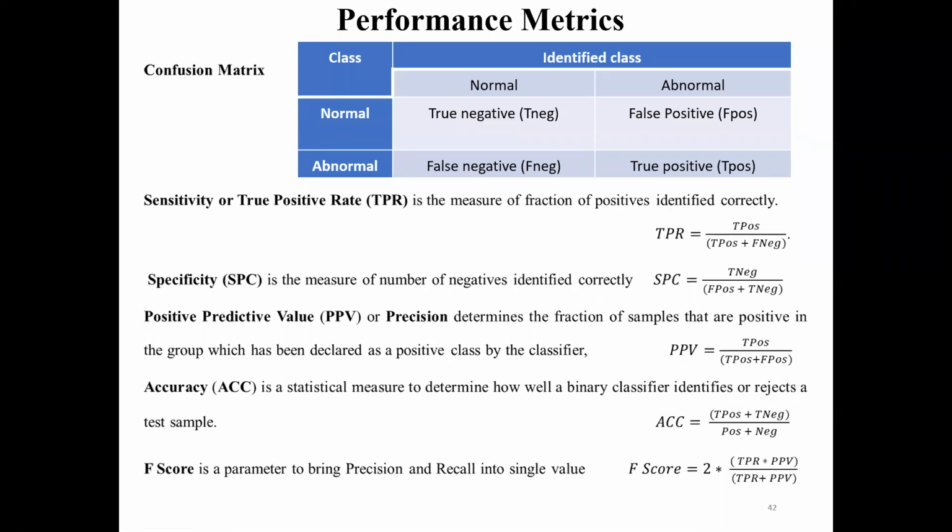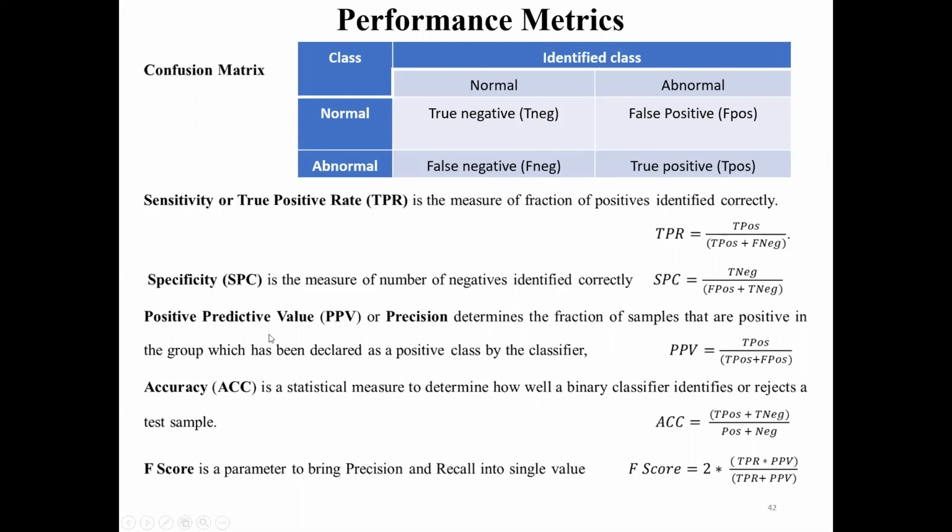How do you define sensitivity, or true positive rate? It is the measure of the fraction of positives identified correctly, and is given by this equation. True positive rate is TPOS divided by TPOS plus FNEG, where FNEG is false negative and TPOS is true positive. Specificity is another performance metric. It is the measure of the number of negatives identified correctly. So SPC is given by this equation.